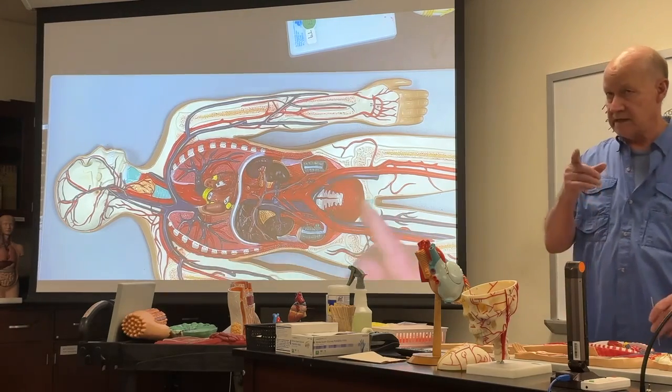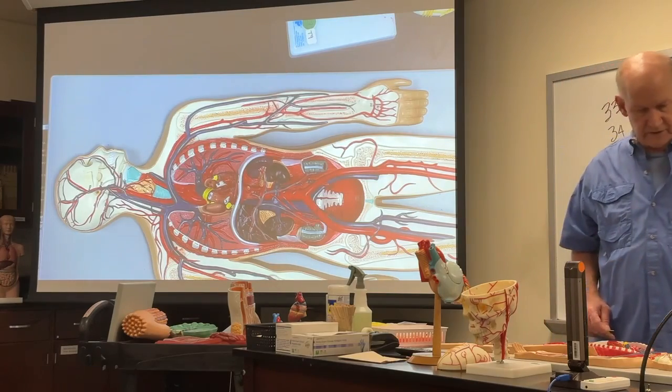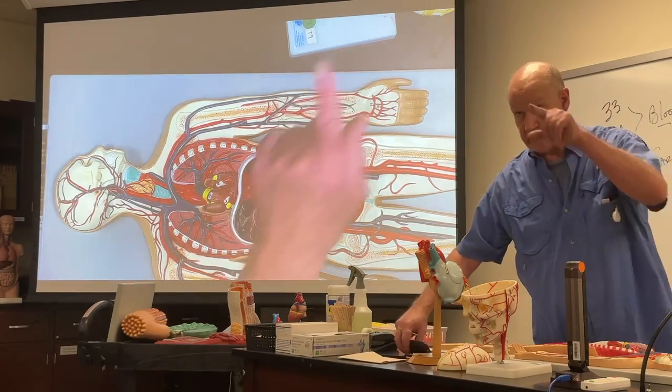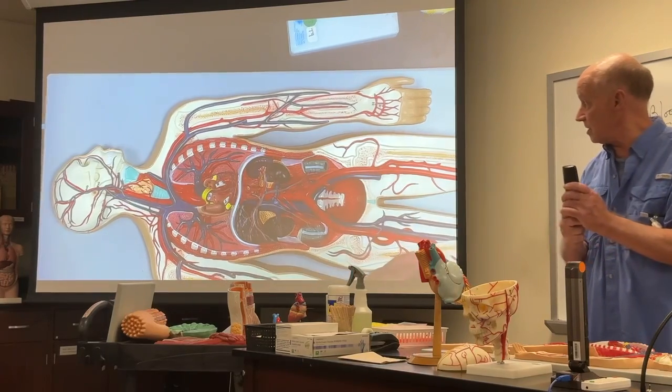Now, you were asking about the unpaired branches off of the aorta. You can see them on the model, but I think they're clearer on this, so let me.